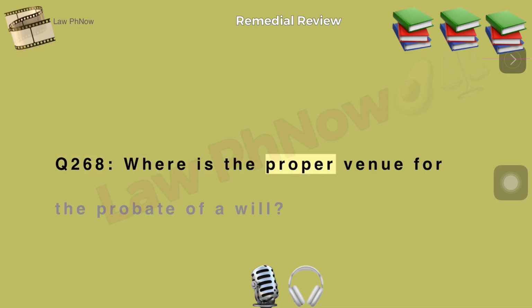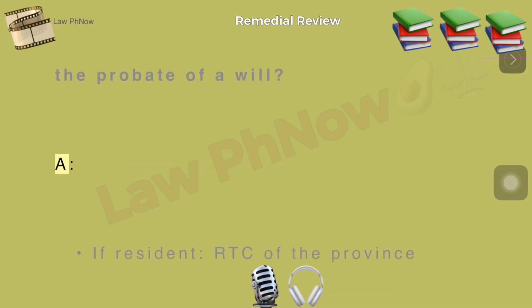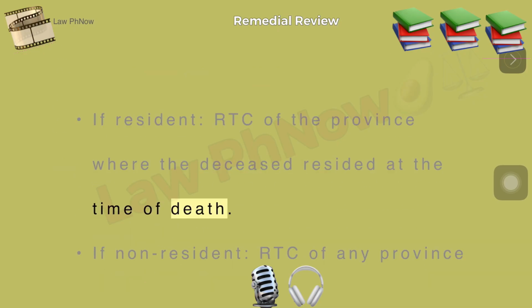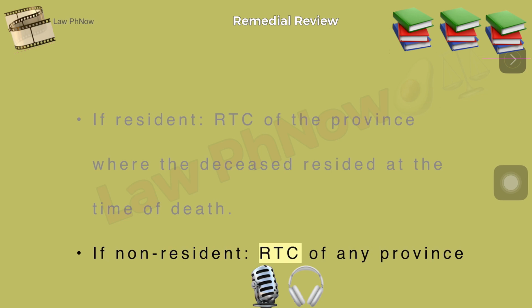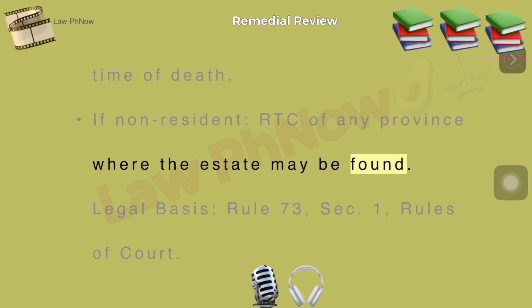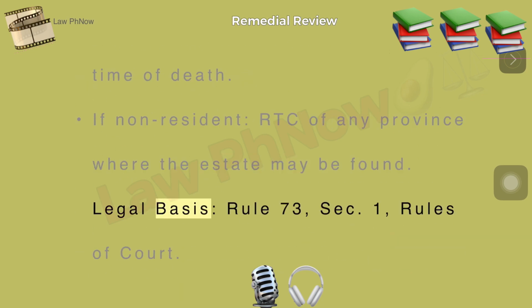Q268, where is the proper venue for the probate of a will? A. If resident, RTC of the province where the deceased resided at the time of death. If non-resident, RTC of any province where the estate may be found. Legal basis, Rule 73, Section 1, Rules of Court.